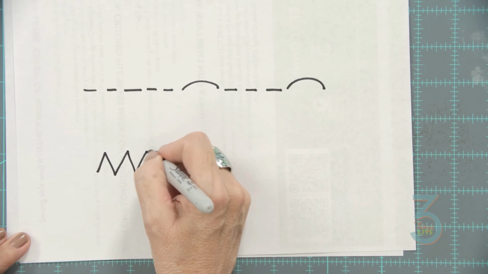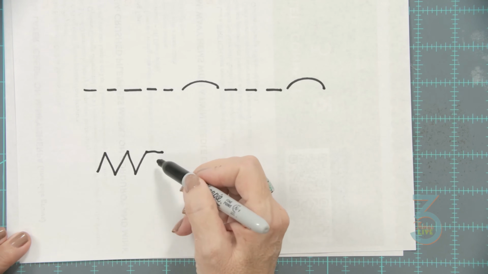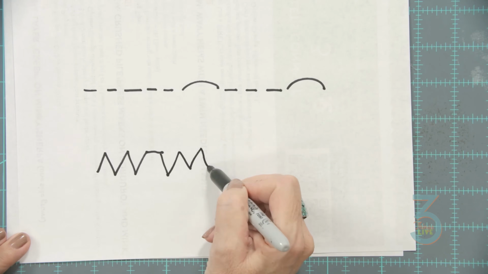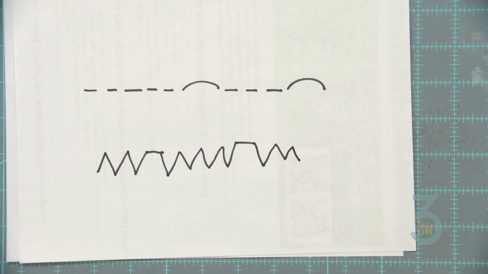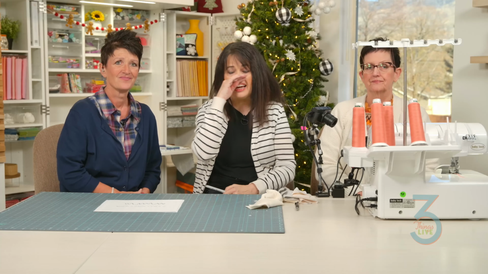Have you ever done a zigzag, and then all of a sudden there's a skip, and then we've got another one? The blanket stitch is the same way. And so that is something that can be very challenging. And there's a few answers to that.